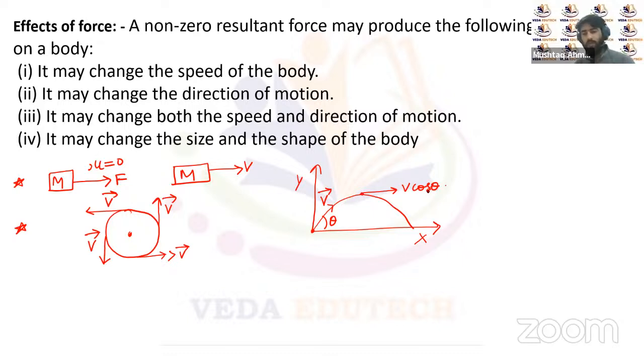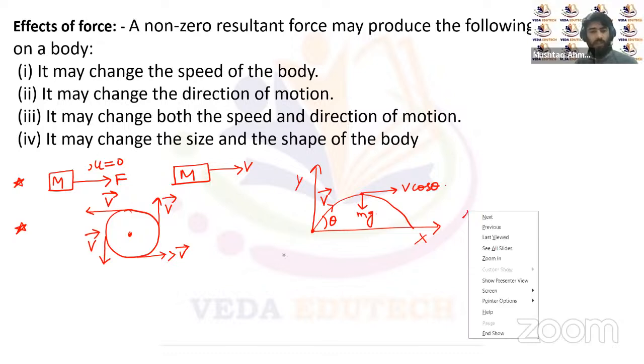It means that the speed of this body is continuously changing. But not only the speed, the direction of the body is also changing, right? The only force that acts here is the force of gravity, and this gravity continuously changes the speed of a body as well as the direction of the motion of a body. So in projectile motion, both speed as well as direction of a body change. And the fourth point is that it may change the shape and size of a body, right?